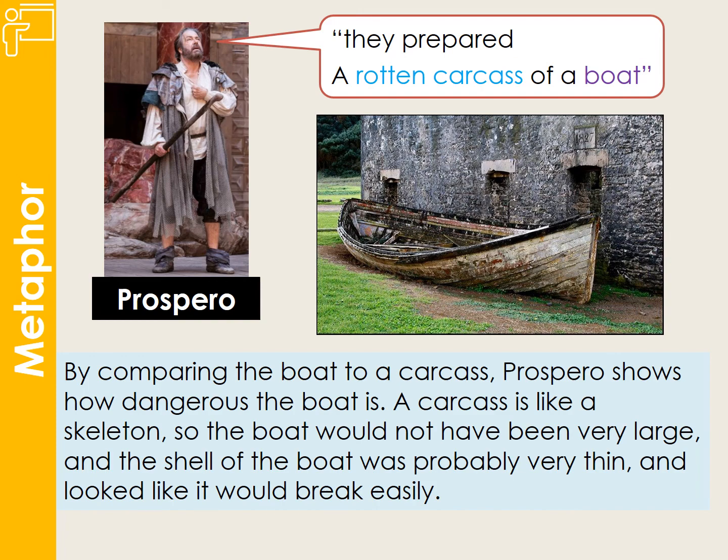Okay, so in this metaphor, what Prospero is saying is that the boat wasn't fit for purpose. The boat was like a rotten carcass that was empty, fragile, that was never really going to get him to this island. Obviously, he does make it somehow, but that was not the intention. So the boat was deliberately rotten and like a carcass, not fit for purpose.